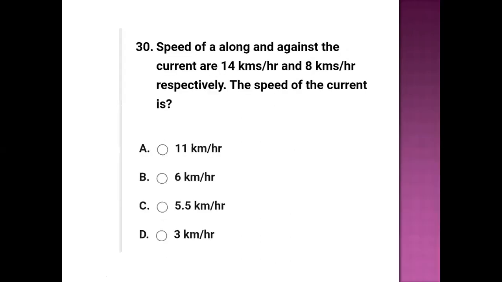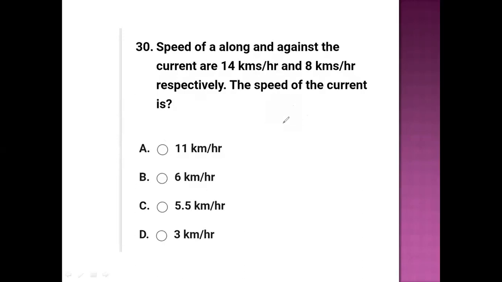Okay, now we'll go with the next problem. Question number 30. Randomly I have picked the question. So here also, first what you have to do is write whatever they have given. Here, the speed along and against the current. The speed along means along the current.